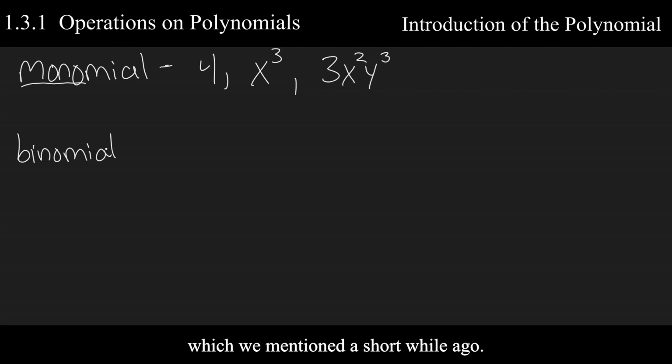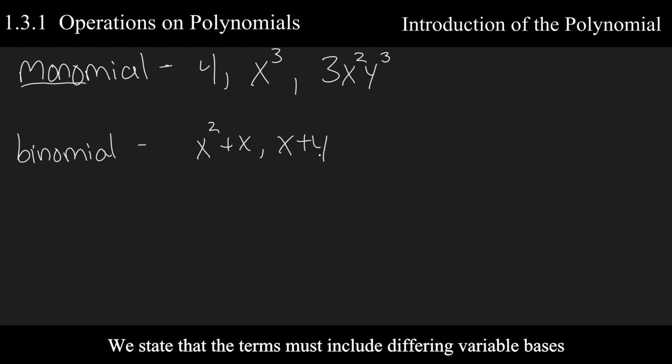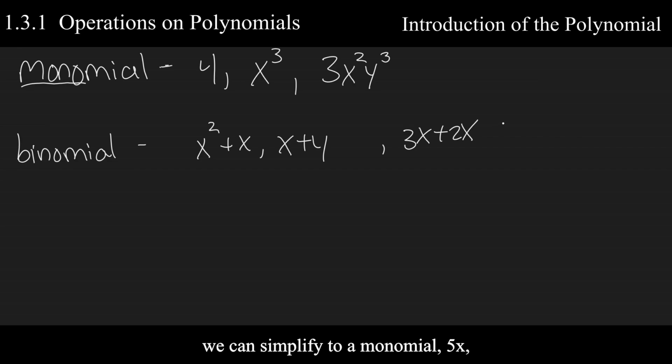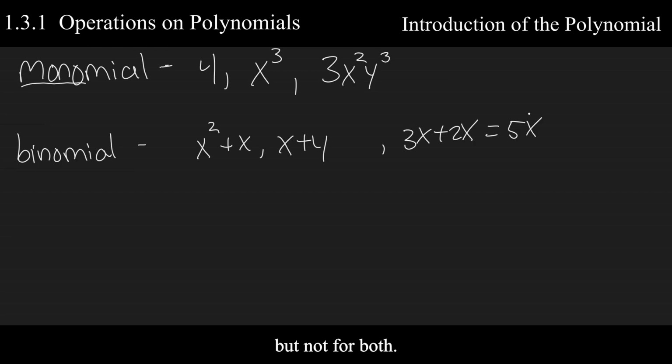Examples are 4x cubed or 3x squared y cubed. Next is binomial, which we mentioned a short while ago. A binomial is an addition or subtraction of two terms of different variable basis. For example, x squared plus x, or x plus y. We state that the terms must include differing variable bases because if the bases can be combined, such as 3x plus 2x, we can simplify it to a monomial, 5x, which isn't a binomial. Also, a binomial may have a constant for one of the terms, but not for both. For example, 3x plus 1, or y squared minus 1.